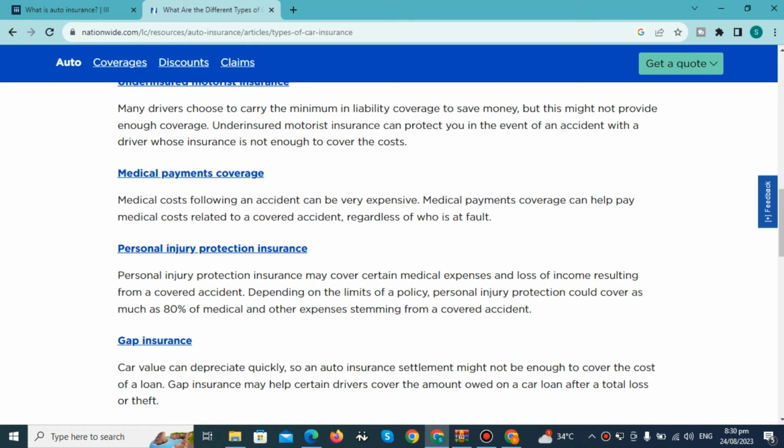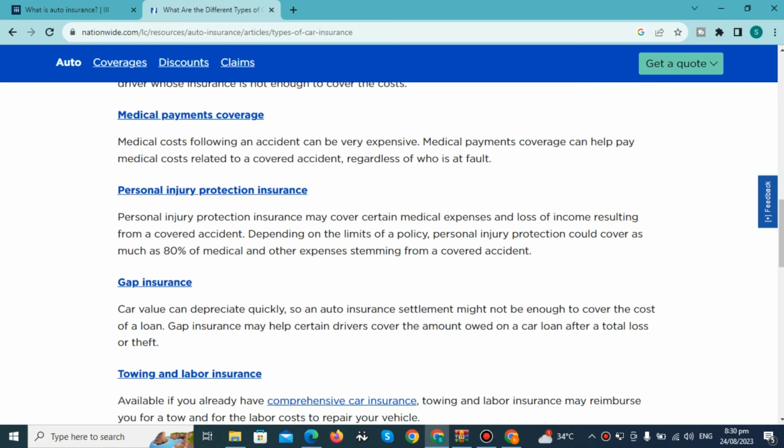Personal injury protection insurance. Personal injury protection insurance may cover certain medical expenses and loss of income resulting from a covered accident, depending on the limits of the policy. Personal injury protection could cover as much as 80% of medical and other expenses stemming from a covered accident.